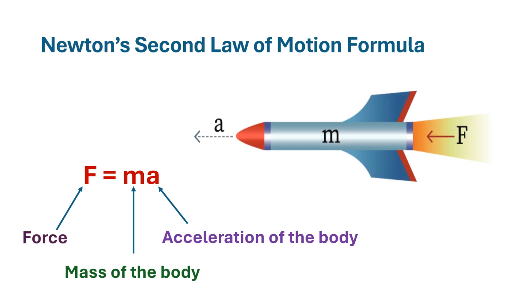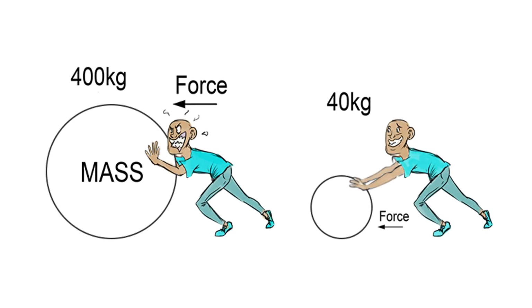So here is one example. The force which is acting on this particular plane moves the mass of that plane, and it moves with the acceleration a. One more example is where there is a mass of 400 kilogram. The more the mass, the more force it will require, and in another there is less mass, that is 40 kilogram. It will require less force to move it.